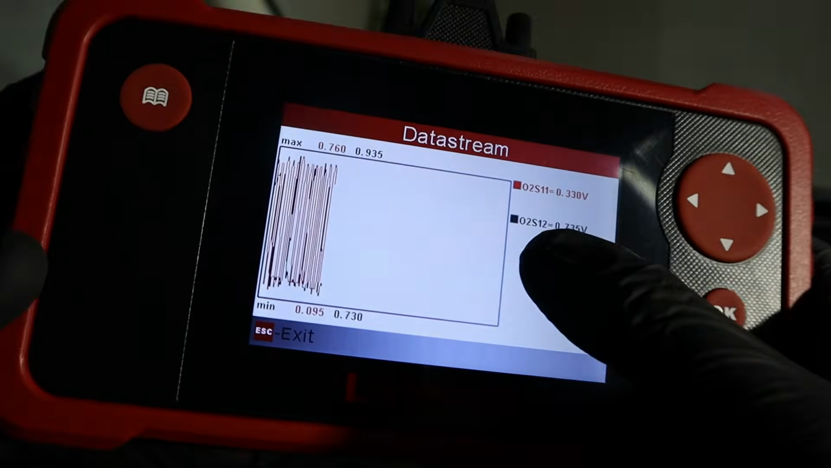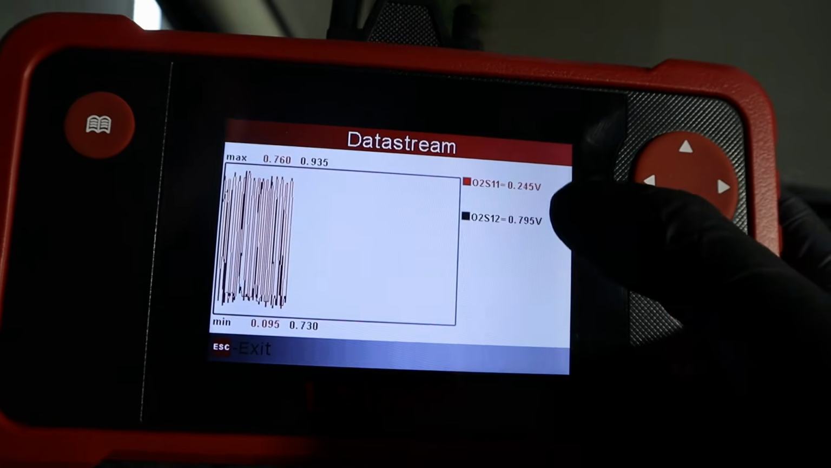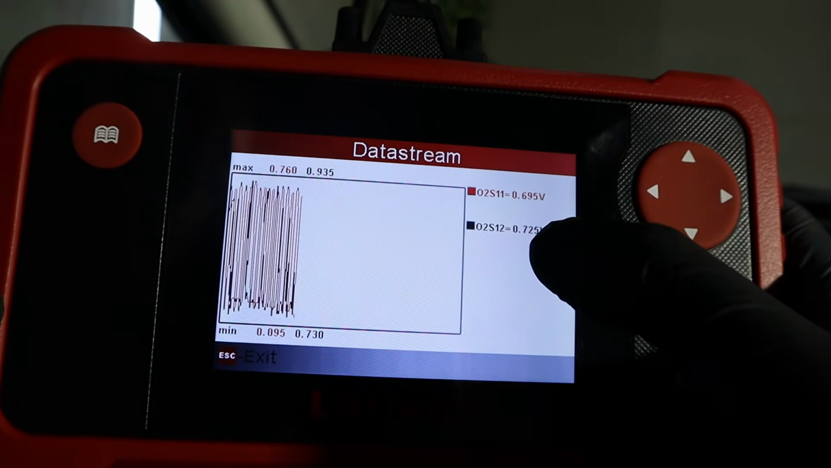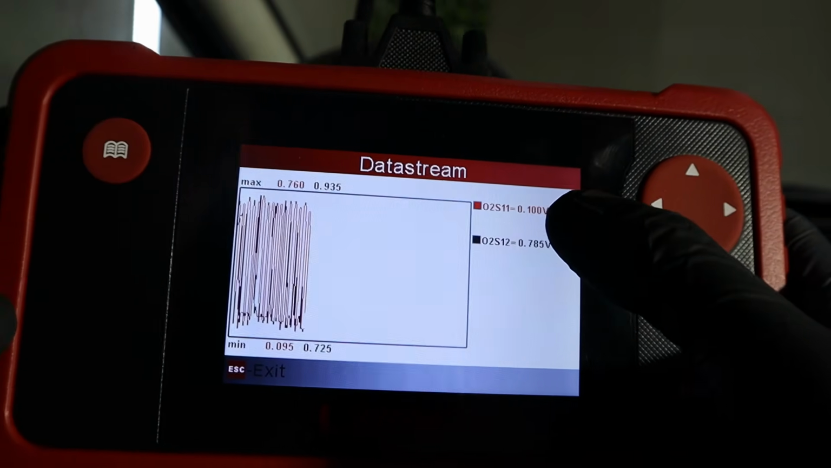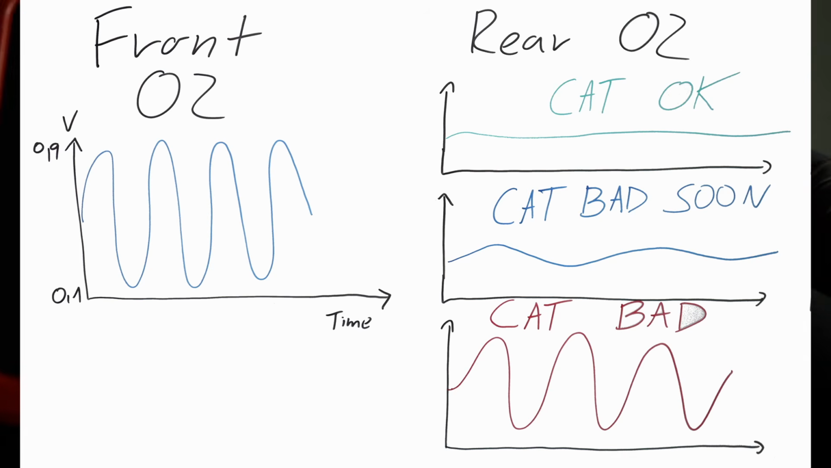Now for sensor number 2, that is this green value, this you don't want to fluctuate. If you see that sensor number 2 voltage is switching exactly like sensor number 1, that means you don't even have a catalytic converter in your vehicle, or it is completely damaged.